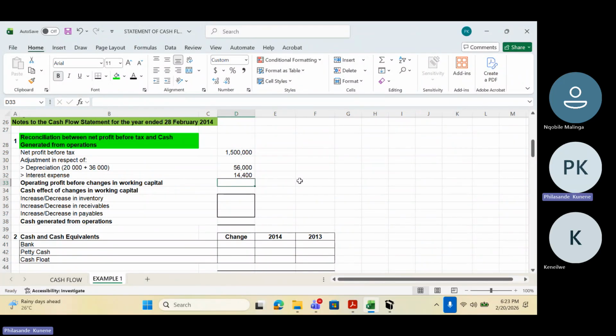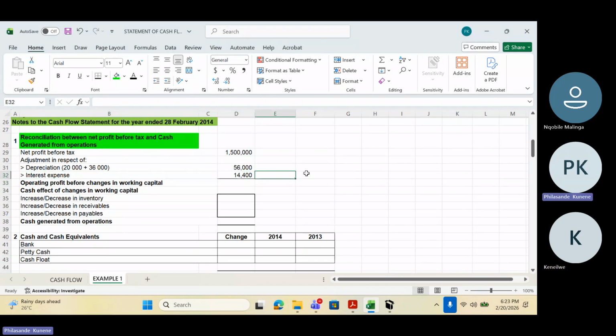Is the interest expense a non-cash item like depreciation? Don't you add it in a different note or something? The interest expense, no, I have to add it here. It's part of this note. Oh, I'm not sure. I have to add it. Okay, no problem.